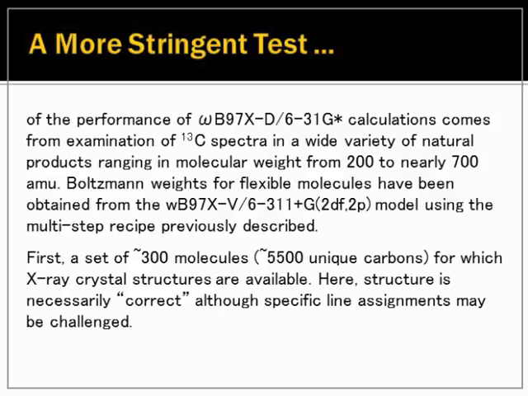The first set is about 300 molecules for which there are X-ray crystal structures. What that tells me is that the structure assignment is correct. So I know what the structure is. There may be one or two exceptions in there where the crystal structure can be wrong, actually. But let's assume no. So I've got 300 molecules. There are about 5,500 carbons. So it's a big set. And the structure is correct. The line assignments may be different there, so that may be some of the problems associated here.